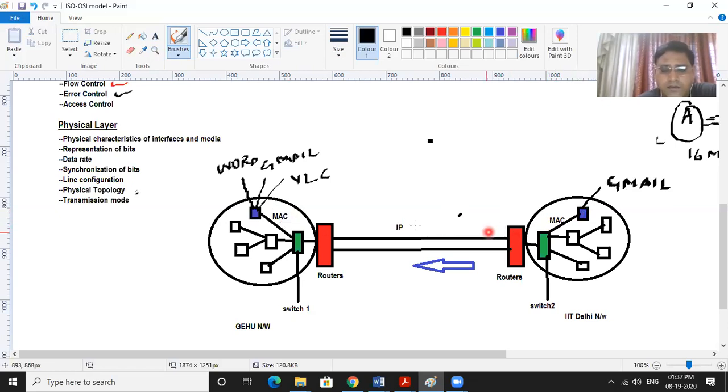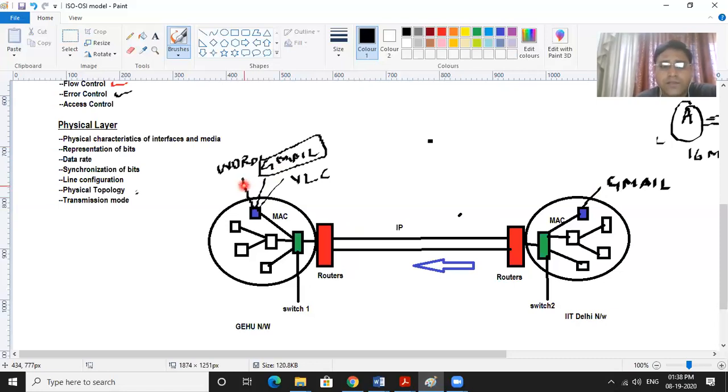Once the IP address takes that packet to this destination router, it will go to the switch. Now, the switch knows the MAC address, so through the MAC address it will reach here, and here multiple programs are running. Even on the same browser, we can say 10 different websites are open. So the data packet will go directly to Gmail only, because it was sent from Gmail. It will not go to Word.